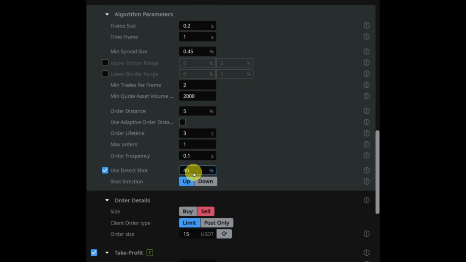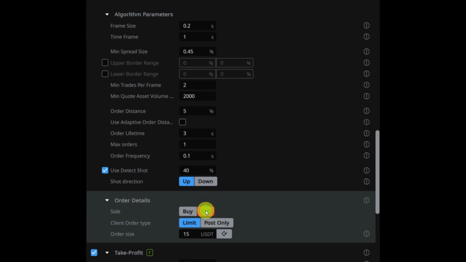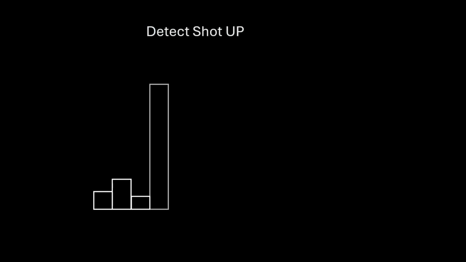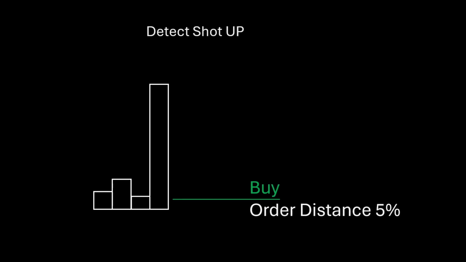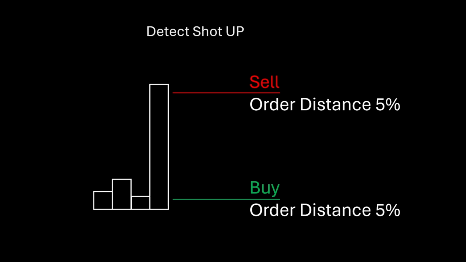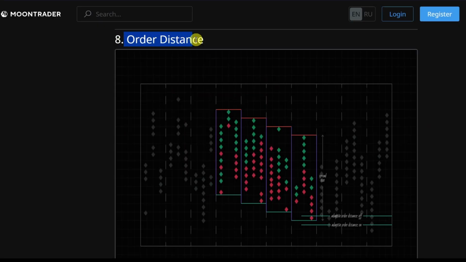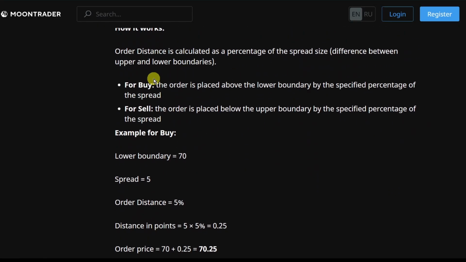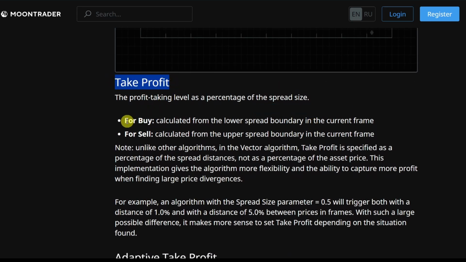Also, special attention must be paid to the correlation of the selected direction of shot detect and the order size, as obviously placing a 5% buy order on the upshot is significantly different from placing a 5% sell order under the same conditions. So, when choosing an order distance, remember that a buy order is always measured from the bottom of the frame, and a sell order is measured from the top of the frame. And don't forget that the take profit is measured in exactly the same way, and it better be greater than the order distance.